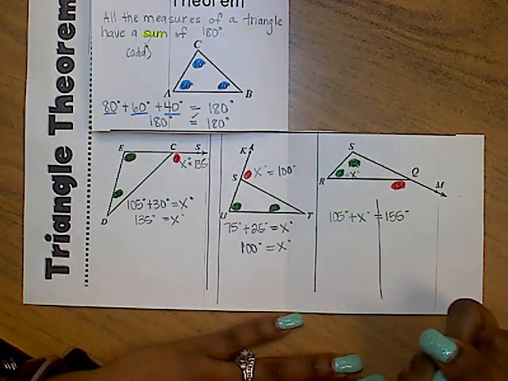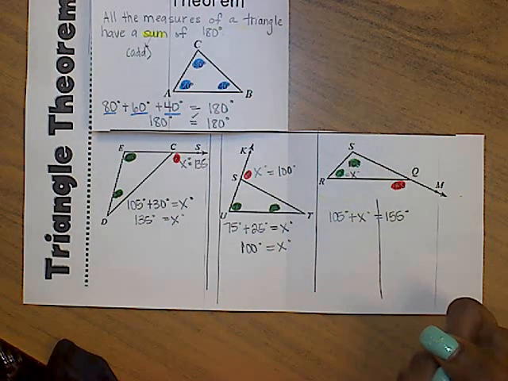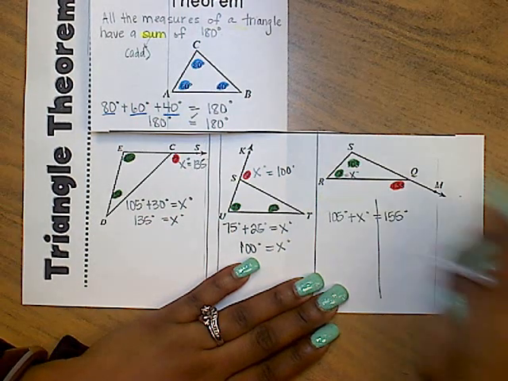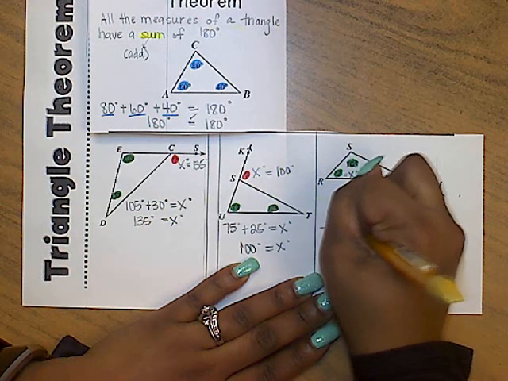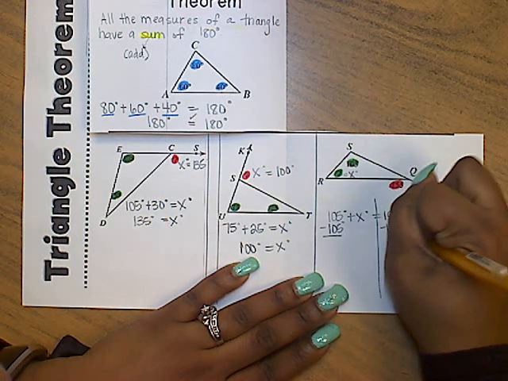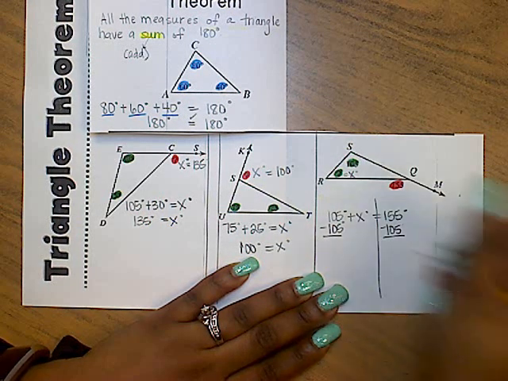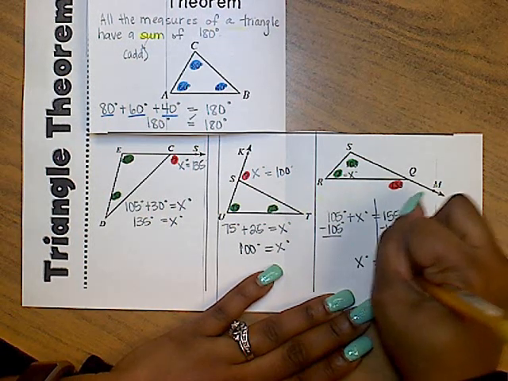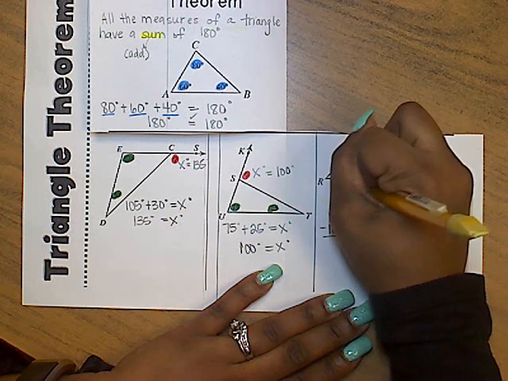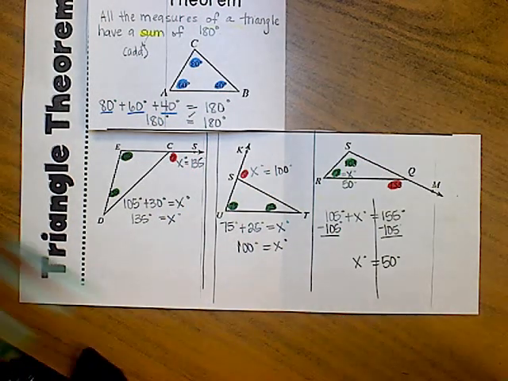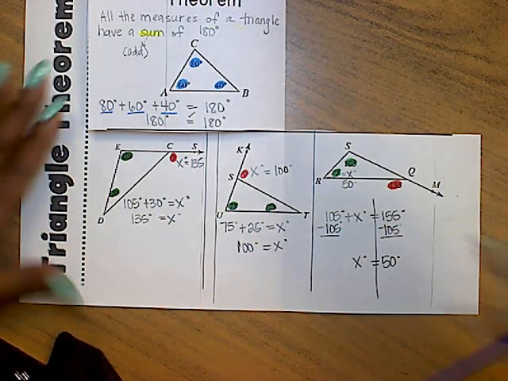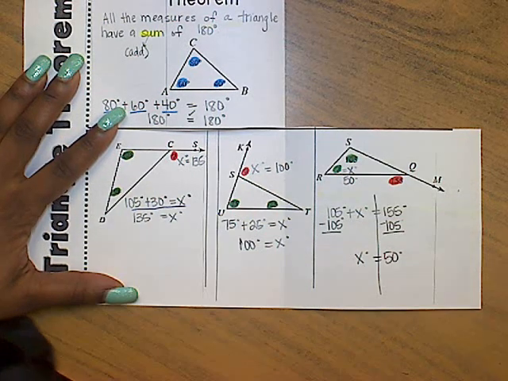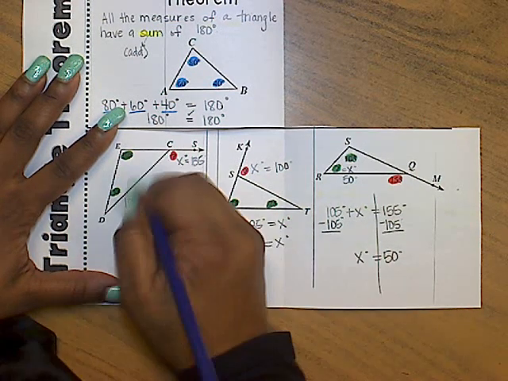And now we're just going to get x by itself. So we need to subtract, because the opposite of a positive is a negative. So on 105, we're going to subtract it on both sides, because our goal is to get x by itself. So x degrees is going to equal 50 degrees. Okay? And so that is how we solve using the exterior angle theorem.